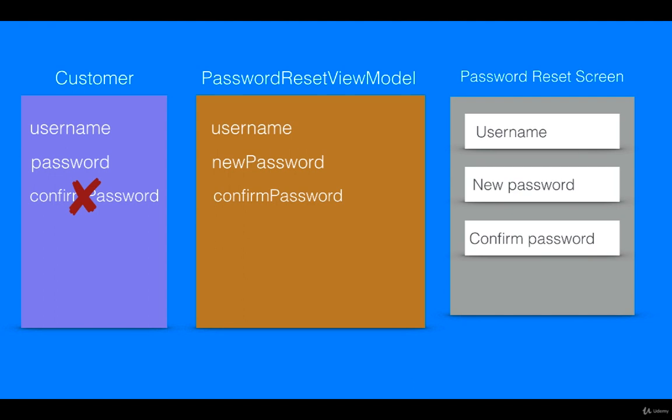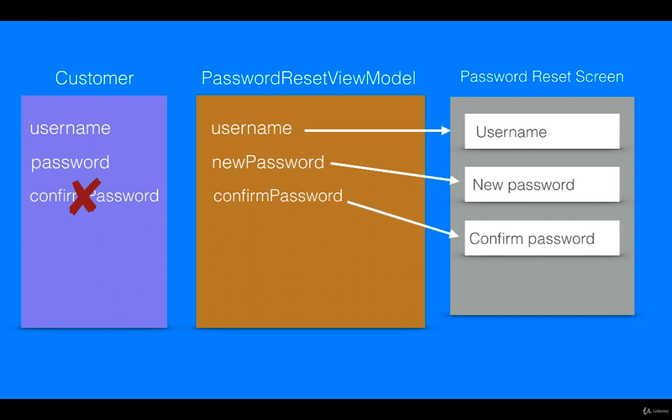So we will create a new model, a view model, which will be the password reset view model. The whole purpose of the password reset view model is to supply the data to and get the data from the password reset screen. This means that username will get the data from the username text field, the new password will get the data from the new password text field, and same with the confirmed password.